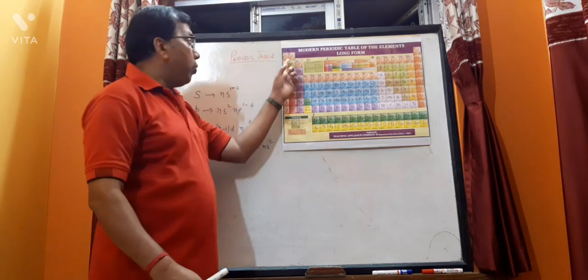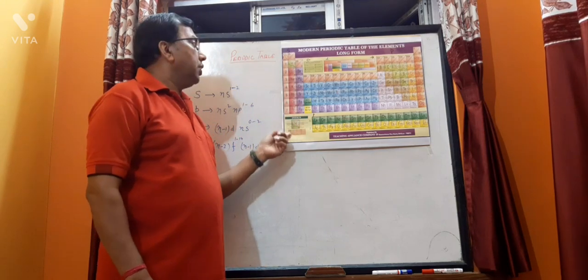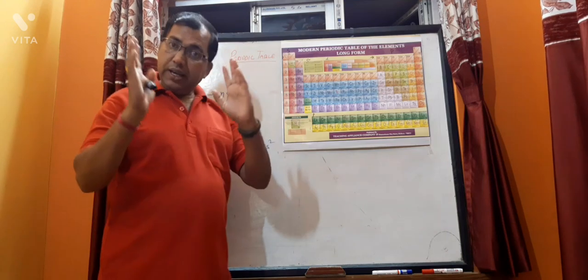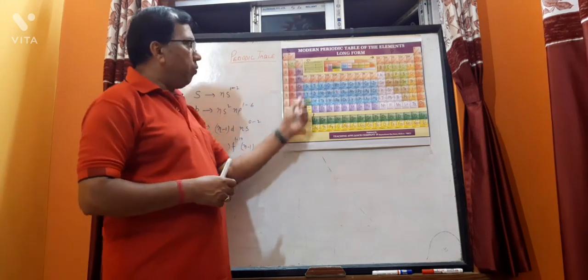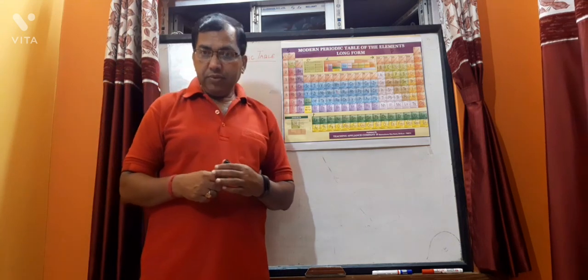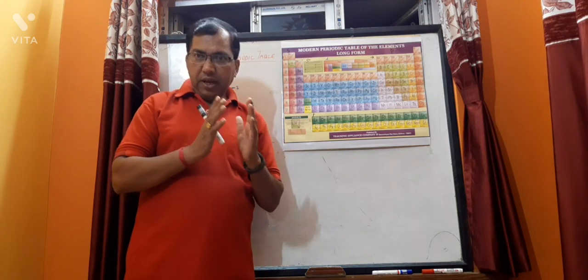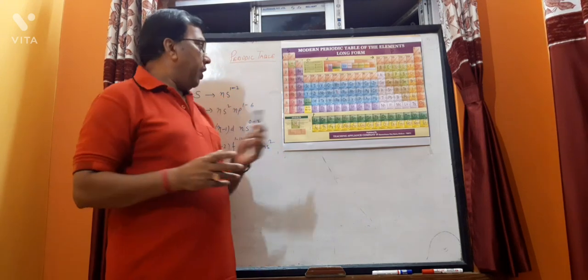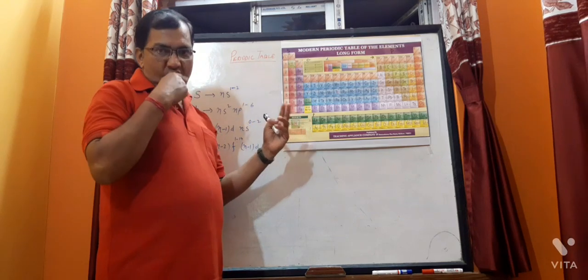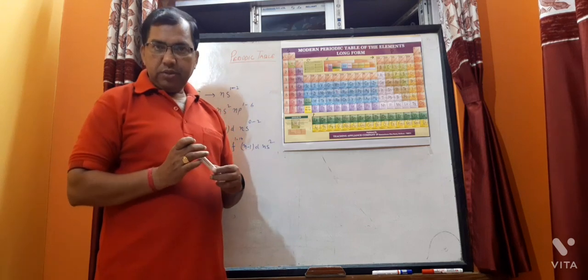Group 1 are the alkali metals: hydrogen, lithium, sodium, potassium, rubidium, cesium, and francium. In group 2: beryllium, magnesium, calcium, strontium, barium, and radium. These are the alkaline earth metals. The characteristic of these two groups is that they are soft metals with low boiling point and low melting point.